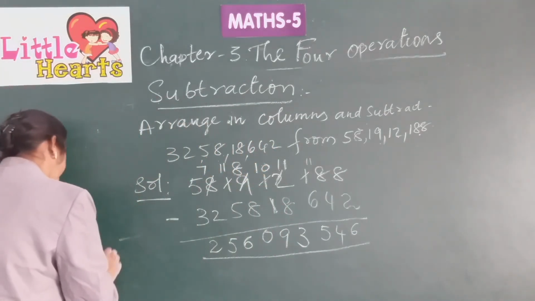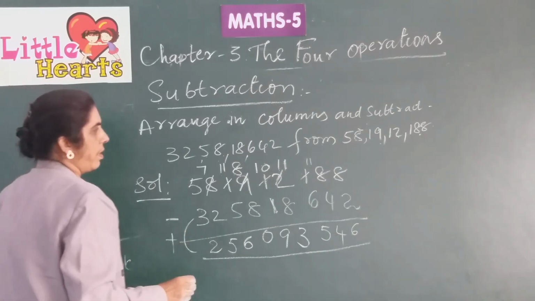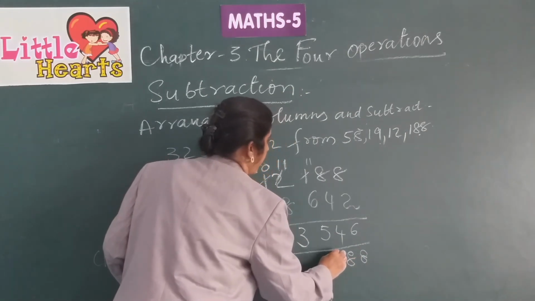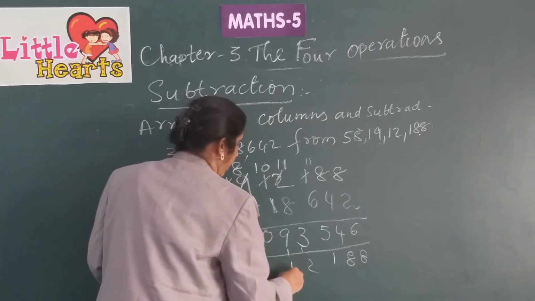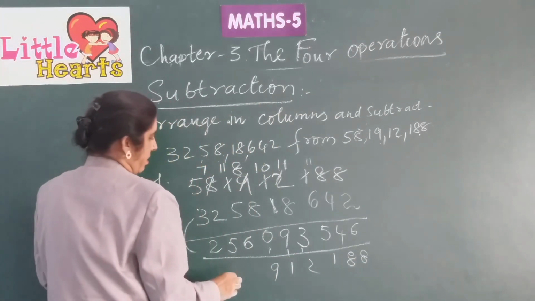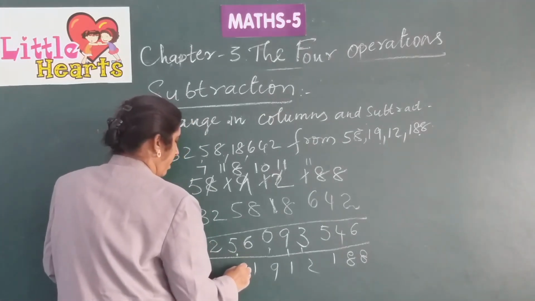To check this, add these two. 6 plus 2, 8. 8, 11, 12, 11, 9, 11, 8.